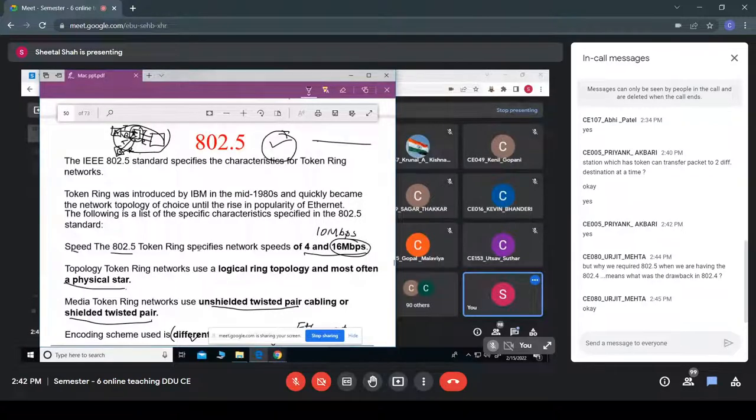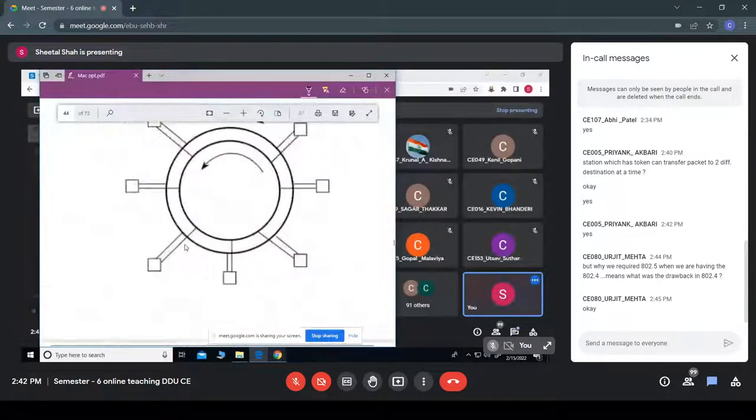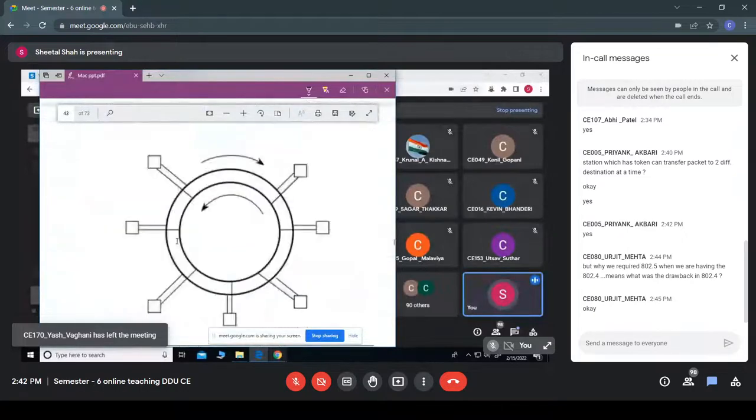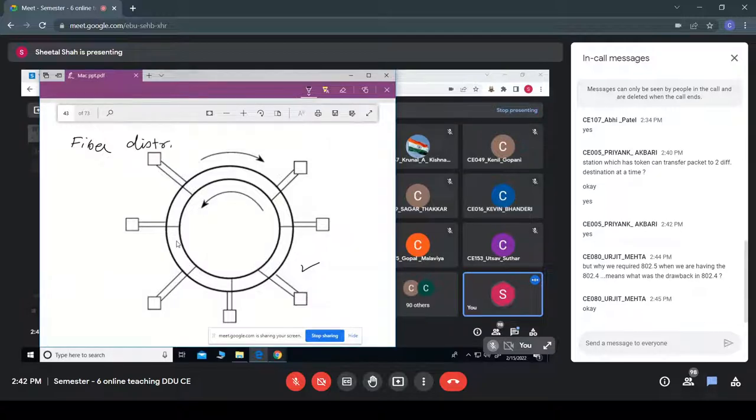Now there is still some variation. Then came the next type of network, that is FDDI, fiber distributed data interface. We'll see that even this uses the same token passing type of network. This is an example of FDDI, which stands for fiber distributed data interface.